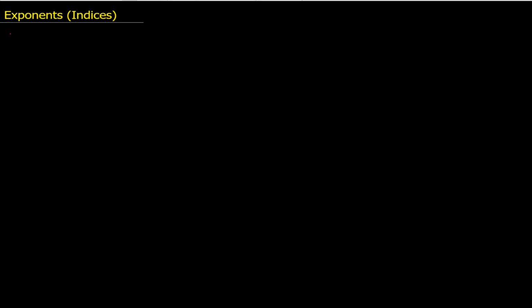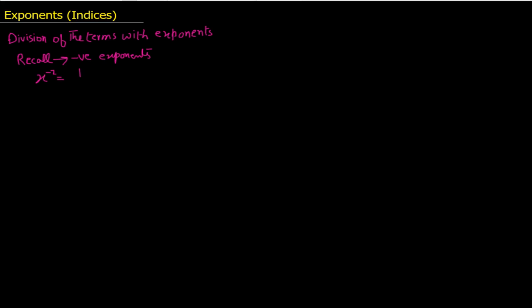So now we are doing the division of the terms having exponent. For division, you have to recall the negative exponents, which we have just studied. Negative exponents. So what we studied there, that if x raised to the power minus 2, we can bring this to the denominator by changing the sign of the exponent.